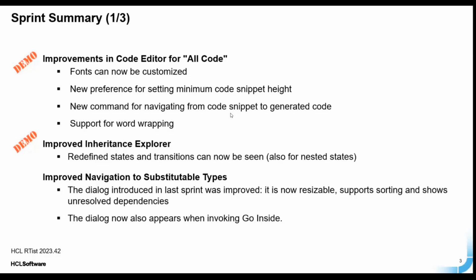We also continue to improve our inheritance explorer, and now, for example, redefined states and transitions can also be seen, and this also works for nested states. We've improved the navigation to substitutable types. The dialog that was introduced in the last sprint now becomes better. It can be resizable. Also, it supports sorting and shows unresolved dependencies in the dialog. Also, you will see the dialog when invoking go inside.